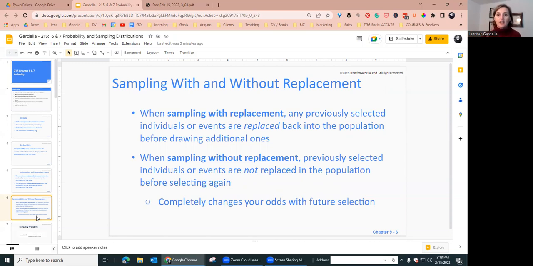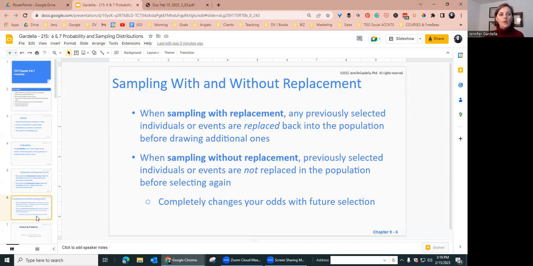So if we have 10 cards, the probability of pulling one card out of the deck that we want is 1 of 10. What's the chance of pulling a card? 1 out of 10. If we put that card back in, the probabilities stay the same. We still have a 1 in 10 shot of pulling a card.